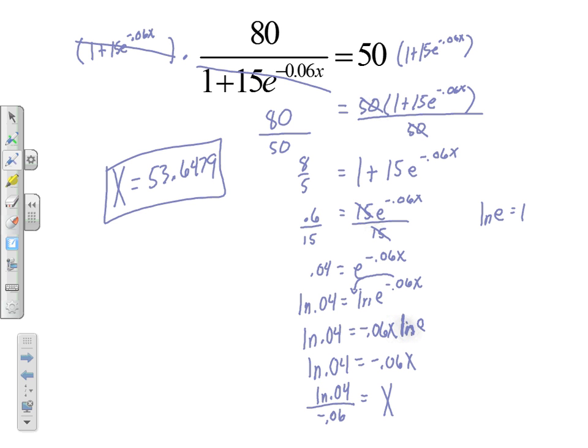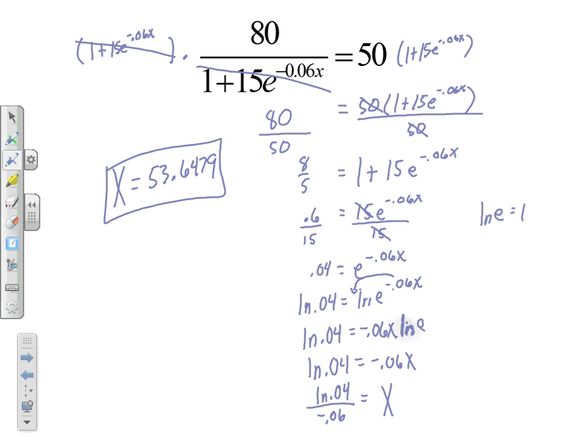So again, just to recap, if you don't have common bases, take the log of both sides when it's appropriate. The reason why I didn't take the log of both sides at the beginning of this problem was because the variable of our exponent was in the denominator of a fraction, so we had to do some things to get it out of the denominator first.